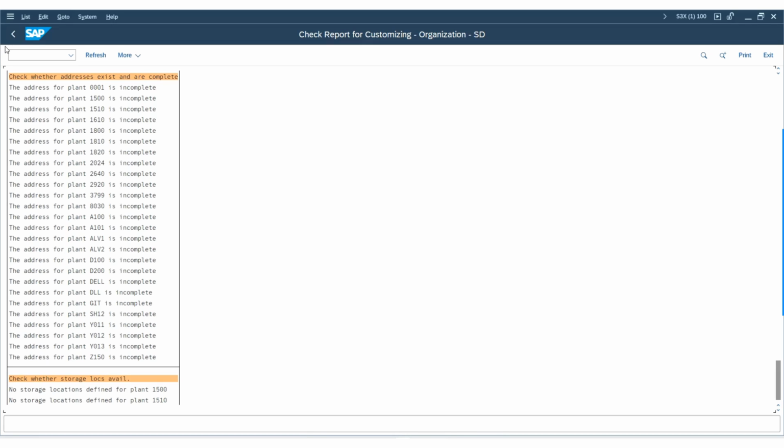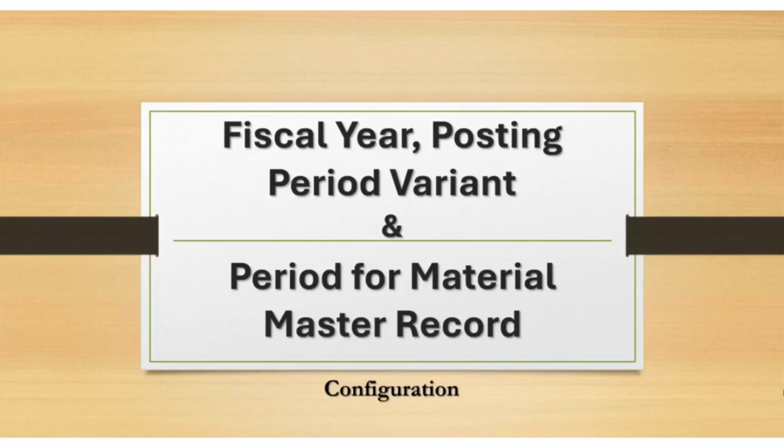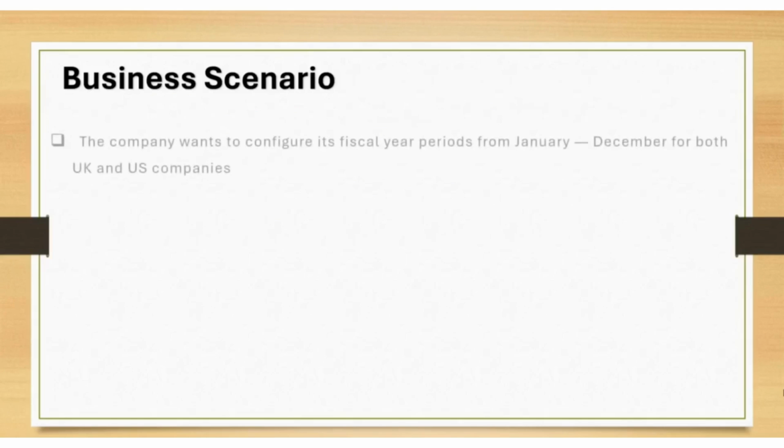I'll proceed to the next activity. In this section, I will demonstrate to you the configurations related to the fiscal year variant, posting period variant, and open or close period for material master records. Before I do that, here is the business scenario. The company wants to configure its fiscal year variant from January to December for both UK and US companies.